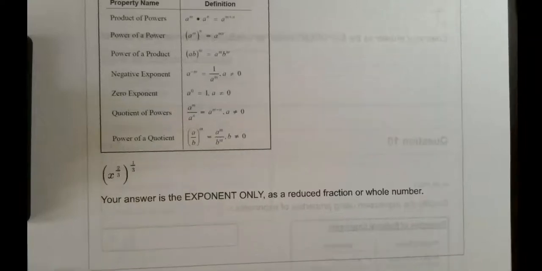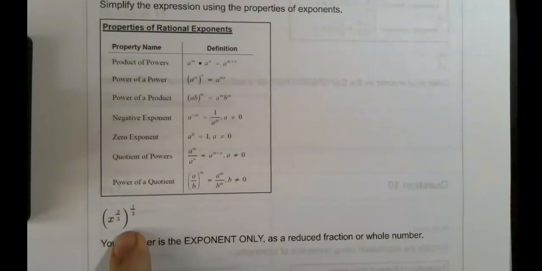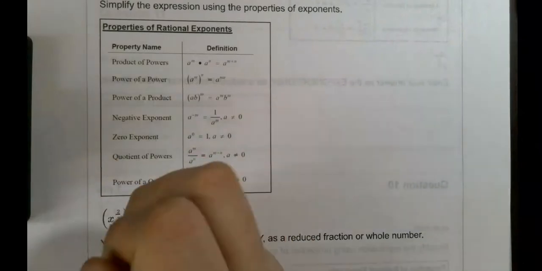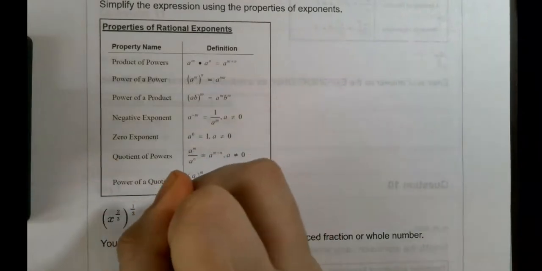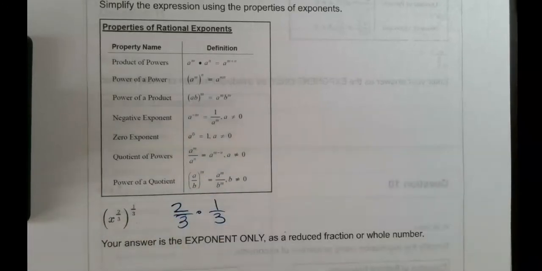Moving on, number 8, same thing. It wants me to use properties of exponents. This time I have an exponent multiplied by an exponent raised to an exponent. So I want to multiply my exponents. I have 2/3 times 1/3.